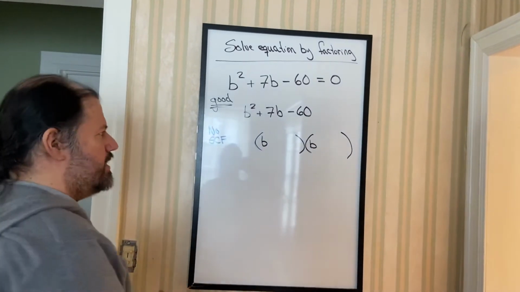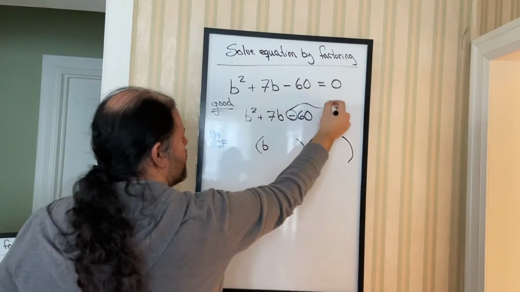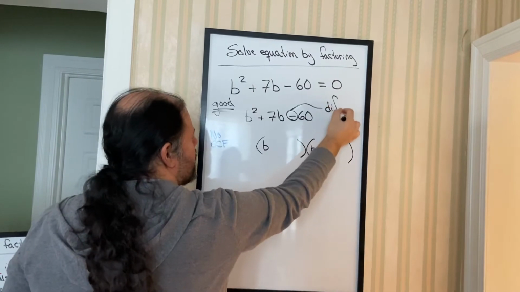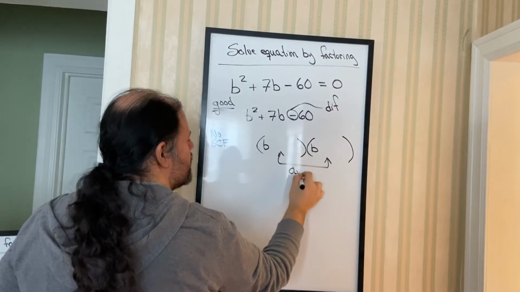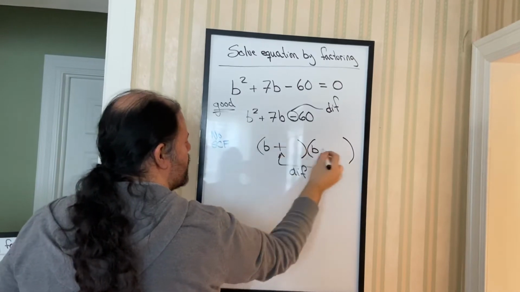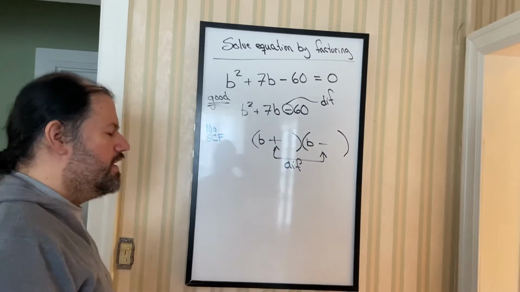Step 2 was sign issues. Because this is a minus sign, we have to do different signs. So this and this, they're going to be different from each other. To be different, it's always 1 plus, 1 minus.